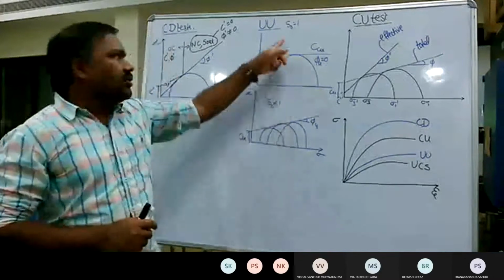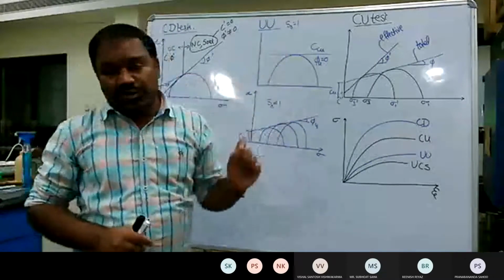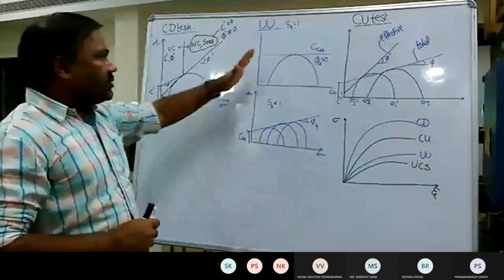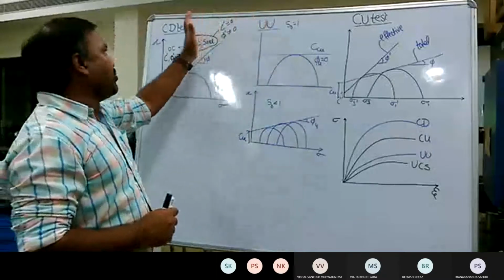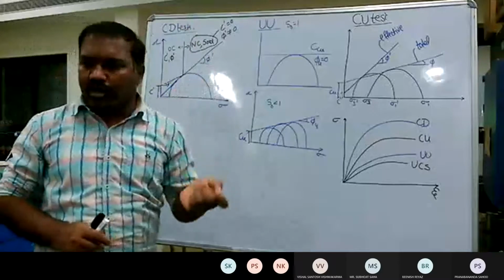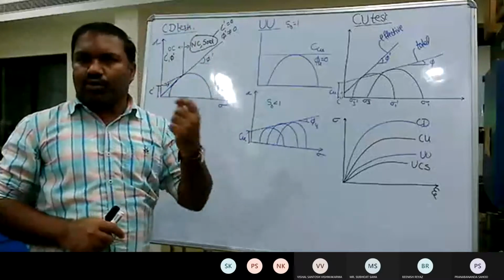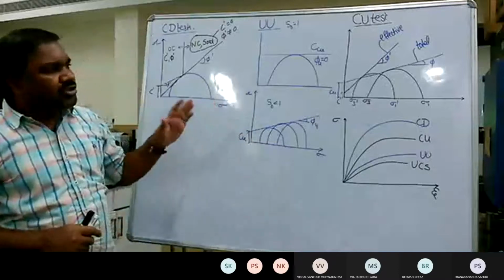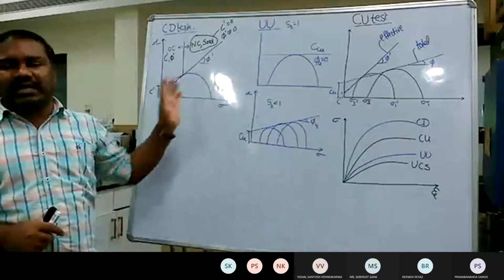So initially under UU condition, there is a cohesion component and there is a frictional component. But when the sample is transformed from UU to CD, the behavior remains confined to only the frictional component. There is no more cohesion component. That means there is an overall change in the behavior of the material itself.